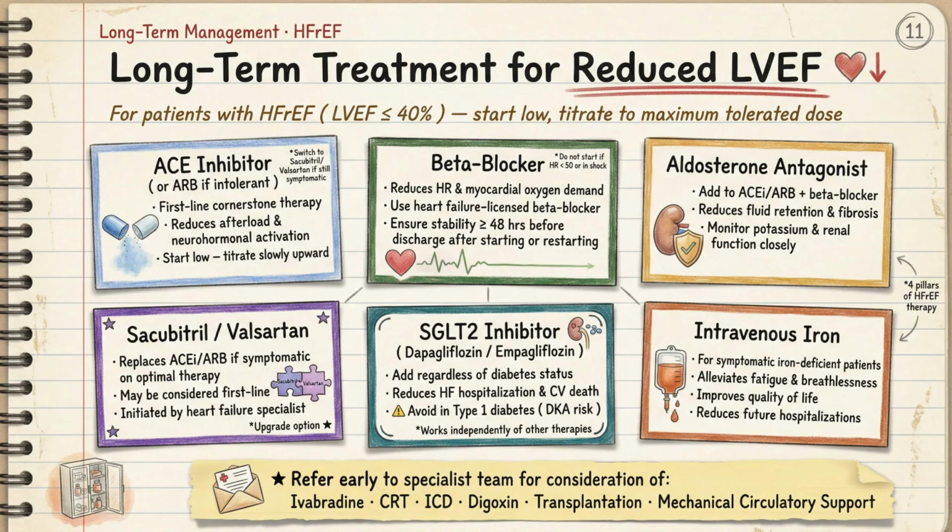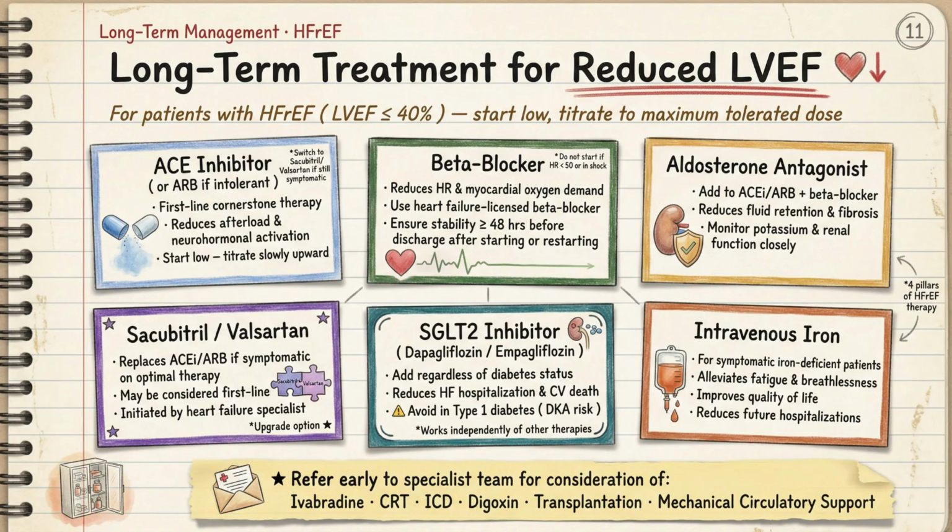Pillar 2, beta blocker. Reduces heart rate and myocardial oxygen demand. Use a heart failure licensed beta blocker. Ensure stability for at least 48 hours before discharge after starting or restarting. Pillar 3. Aldosterone antagonist. Add to ACE and beta blocker therapy. Reduces fluid retention and fibrosis. Monitor potassium and renal function closely.